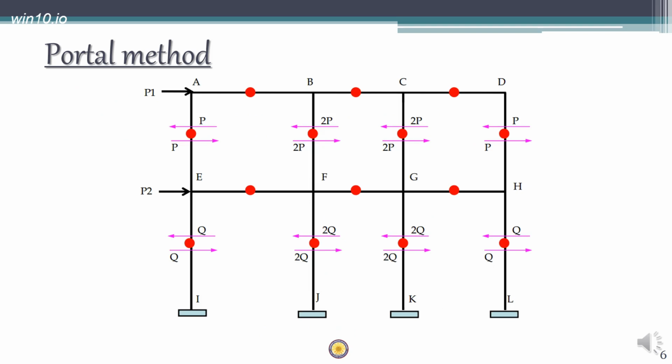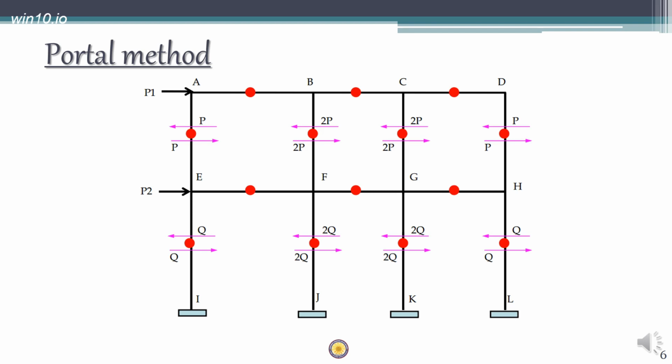When you are doing analysis using the Portal method, the first thing you have to do is mark all the midpoints as points of contraflexure or hinges. These are marked as red dots here, and at the hinges there will be shear forces acting equal and opposite on both sides. Okay, so let's mark all the shear forces on the columns.